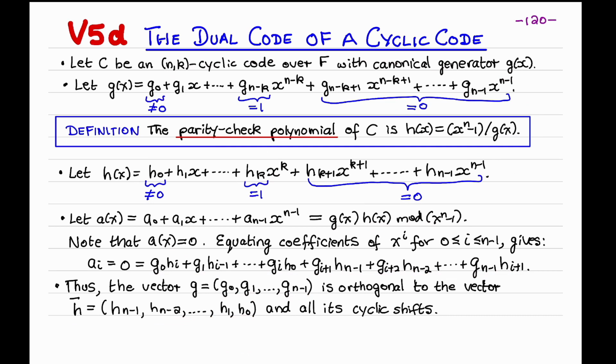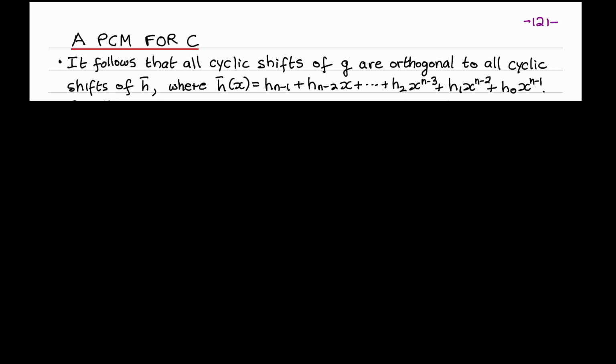and so on. Hence, the vector g is orthogonal to the vector h bar and all of its left cyclic shifts. And thus, g is orthogonal to all right cyclic shifts of h bar. Since the vector g is orthogonal to h bar and all cyclic shifts of it, it follows that all cyclic shifts of g are orthogonal to all cyclic shifts of h bar. I'll remind you that h bar is the vector you get from the coefficients of the polynomial h bar of x, which is the polynomial h of x with its coefficients written in reverse order.